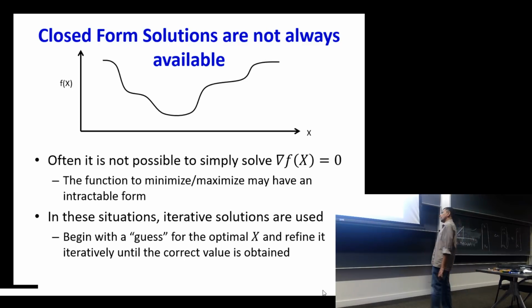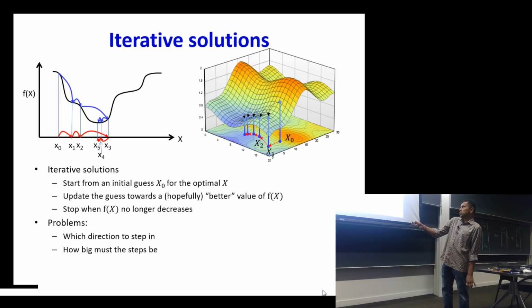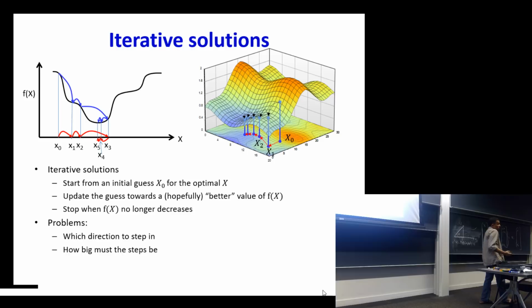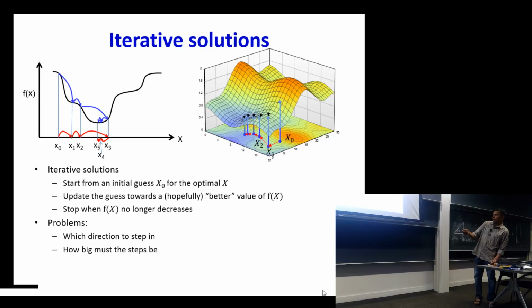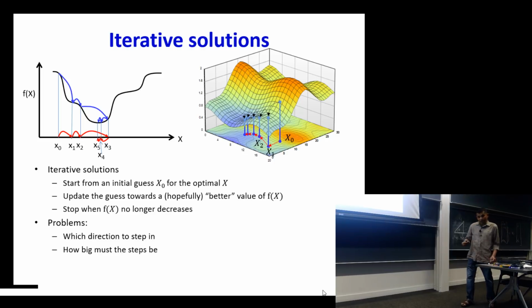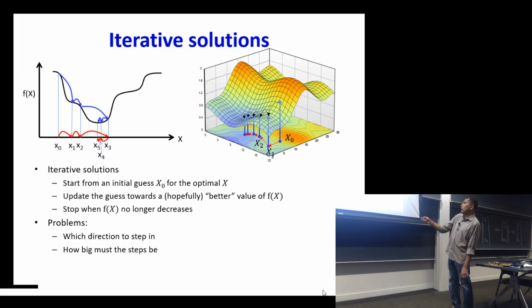You begin with a guess for the optimal x, and you refine it iteratively until the correct value is obtained. So you'd start off by saying, I think this is the value at which the function is a minimum. Then you check the function, and how would you check if it's a minimum or not? You check if the gradient is 0 or the derivative is 0. If it's not, then you take a step in some direction and keep taking steps until hopefully you arrive at a location where the derivative is 0. And you can do this until the function no longer decreases, which is different from saying the derivative is 0, right?